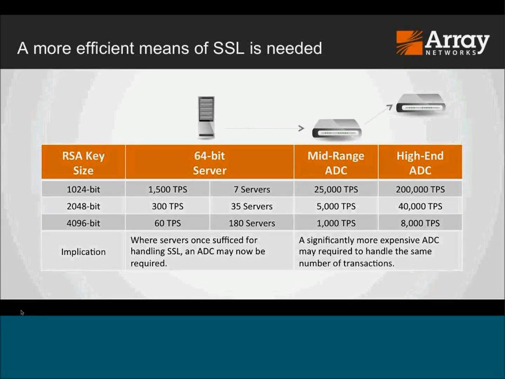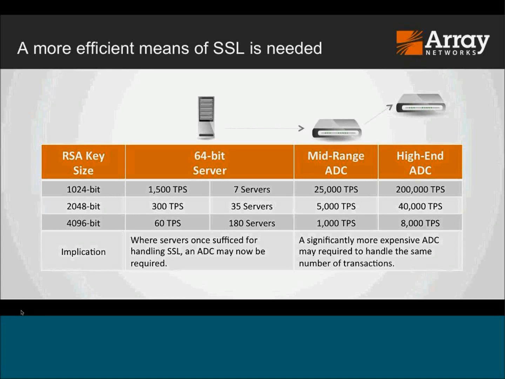And the same thing holds true. As you can clearly see on the right-hand side of the table, an ADC that's purpose-built for SSL offloading, of course, can handle a lot more than a server could, right? But even there, an ADC that was able to do 25,000 transactions per second for 1024-bit encryption, with 2048-bit encryption, now only does 5,000, right? If you had a device that did 200,000, now it only does 40,000.